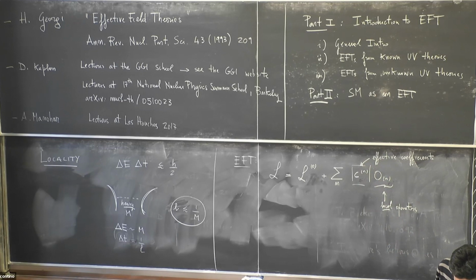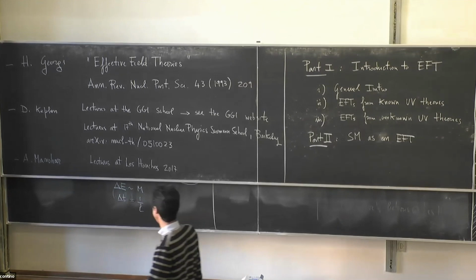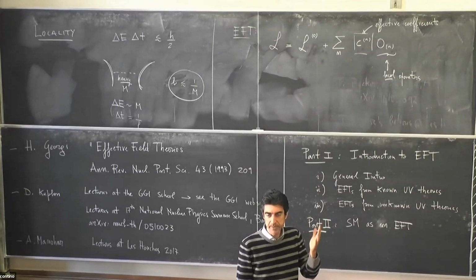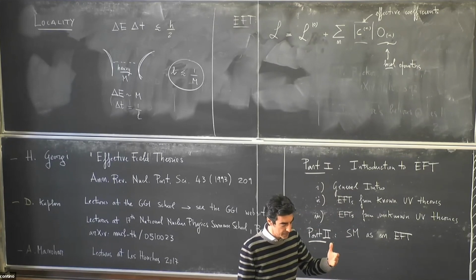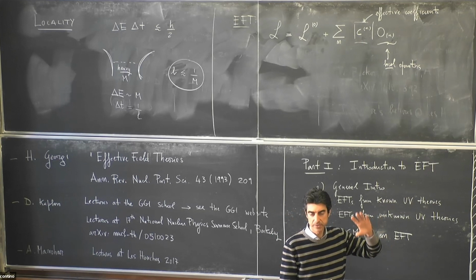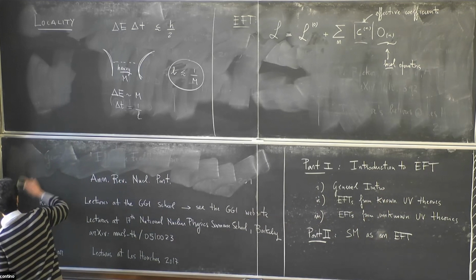This structure is already something non-trivial, and everything, as I said, is based on locality. Now, if your UV theory is a quantum field theory itself, which might not necessarily be the case, but let's consider this situation, then you can see that locality is intimately connected with the analytic structure of the Green functions of the complete UV theory. Let me explain this.